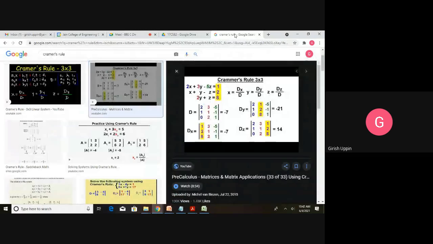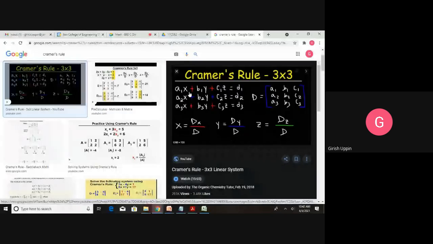Cramer's rule can be applied if you have equations like this: a1x plus b1y plus c1z is equal to d1, and a2x plus b2y plus c2z is equal to d2, a3x plus b3y plus c3z is equal to d3. Here the unknowns are x, y, z. 3 linear equations we have, and these are the coefficients. Okay. So our equations are exactly in the same fashion.